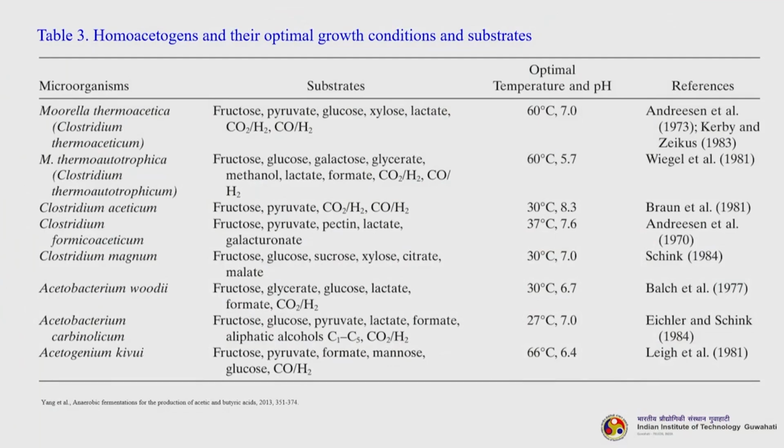Similarly, there are many others: Clostridium aceticum, Clostridium formicoaceticum, Clostridium magnum. All of those can degrade fructose, pyruvate, pectin, lactate, malate, xylose, citrate and so on, and the respective optimal conditions are also given. So, we can understand that there are many different types of microorganisms, and they are efficient enough to degrade various types of substrates at a particular optimal condition.